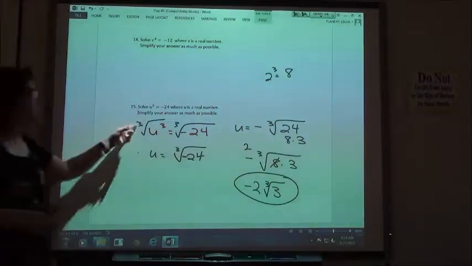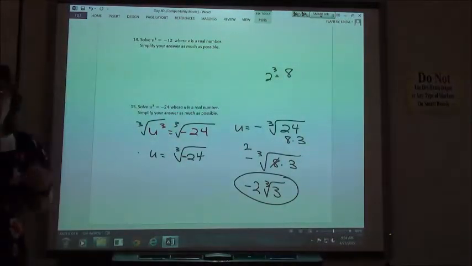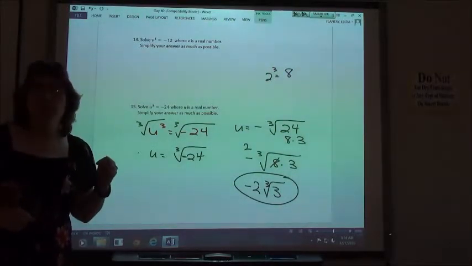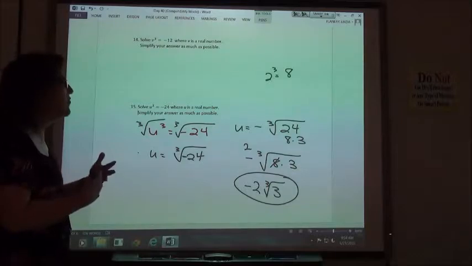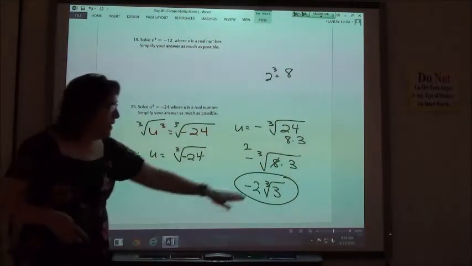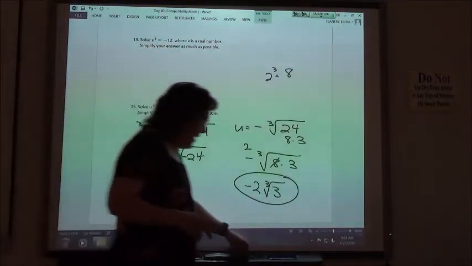Most of the time if it's a cubed root, 8 is the most common one that's a perfect cube, but keep in mind 27 is also a perfect cube, 64 is also a perfect cube. So if it has any of those factors, I want to simplify as much as possible, and so I need to simplify it by taking out the cubed root of 8. And that is the end of your pie chart.